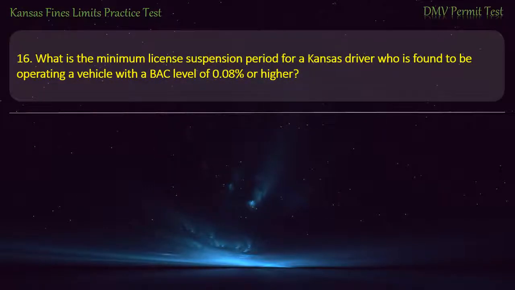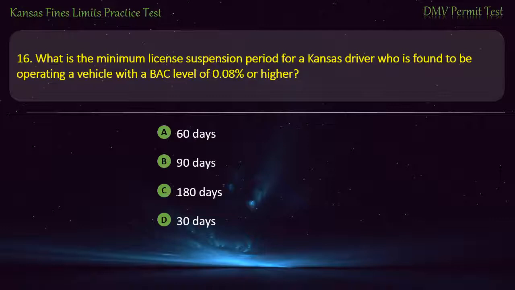Question 16. What is the minimum license suspension period for a Kansas driver who is found to be operating a vehicle with a blood alcohol level of 0.08% or higher? 60 days. 90 days. 180 days. 30 days. Answer. 30 days.